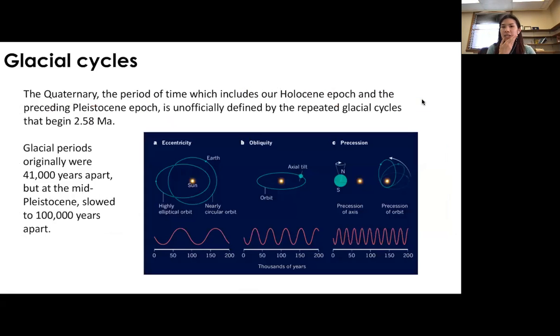Right, so the Quaternary, again, includes the Holocene epoch, and it also includes the Pleistocene epoch, which was right before the Holocene, and it's sort of unofficially defined by these repeated glacial cycles. These glacial cycles began about 2.58 million years ago. Originally, these glacial periods were about 41,000 years apart, so mainly controlled by changes to obliquity. But at about the mid-Pleistocene, those slowed down to be about 100,000 years apart. So now they're controlled more by the eccentricity of the Earth's orbit.